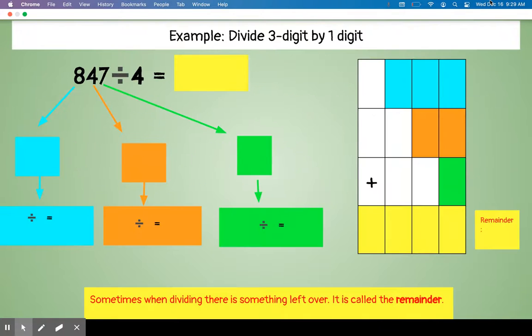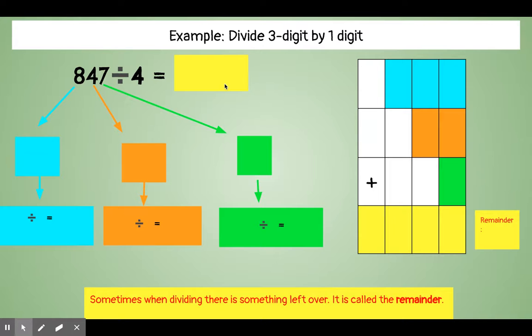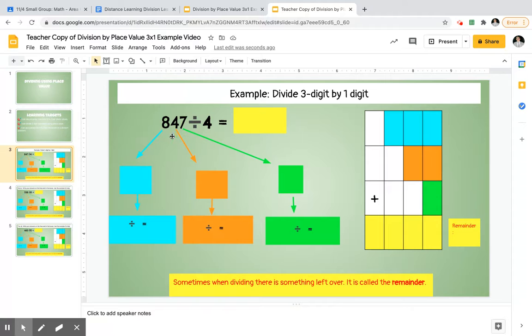Let's get started. You may notice there is one big difference between today's problems and yesterday's problems, and that is just that this is a 3 digit number here instead of a 2 digit number. We're using the same process that you and your teacher discussed yesterday. There's just an additional step because we have 3 digits here. Let's get started on this example problem.